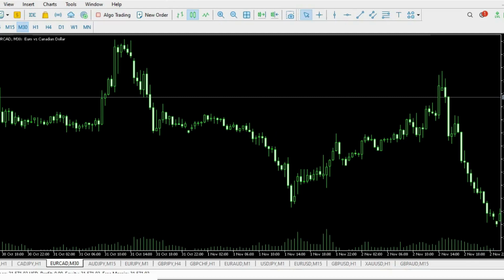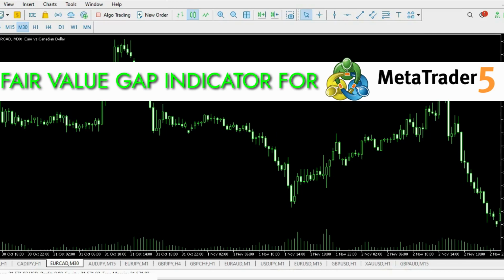Hey traders, welcome back to uGenesys, and today I want to introduce you to our fair value gap indicator. But first, let's do a quick recap of fair value gaps.